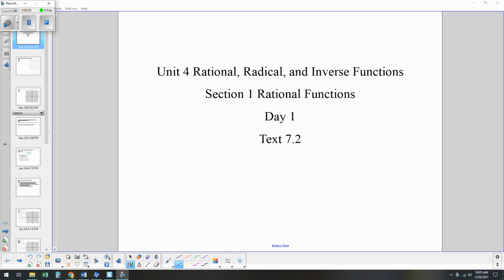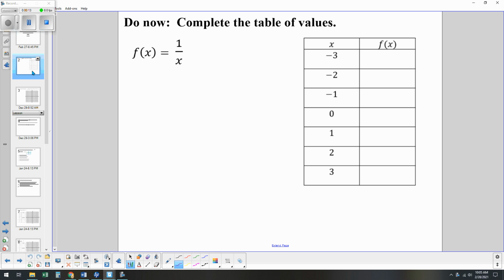We are now in Unit 4, Section 1. This is the first day of textbook Section 7.2. We're going to be graphing rational functions. So this is an example of a rational function, 1 over x. So x is in the denominator.